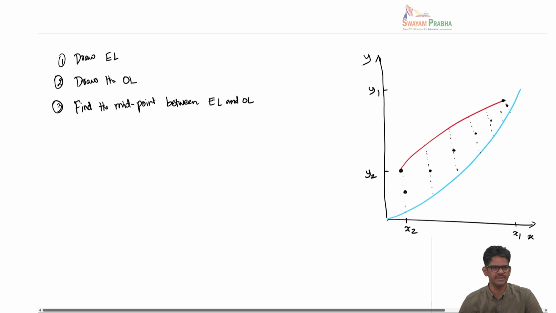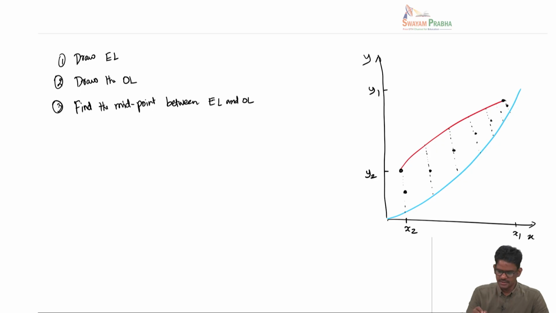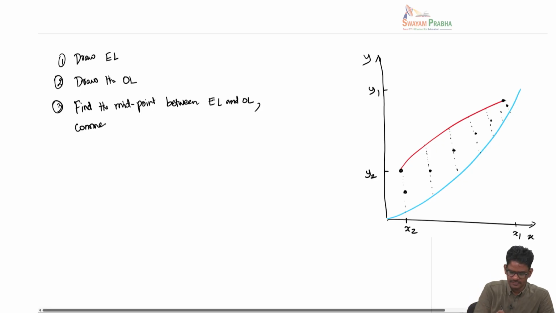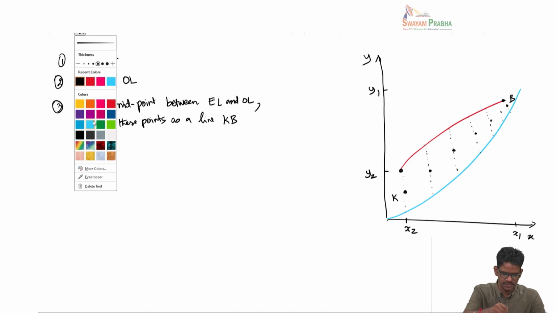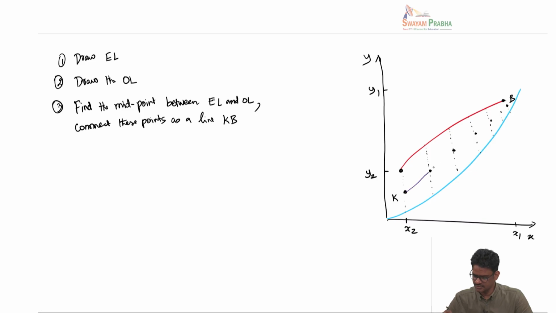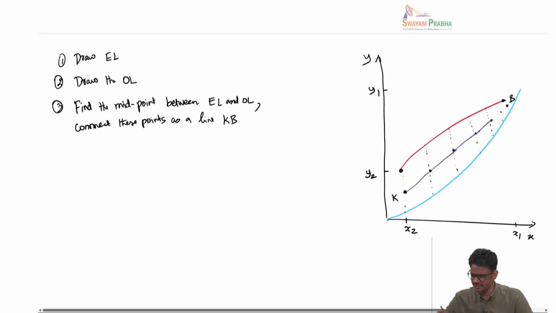So these are all the midpoints between the operating line and the equilibrium line, and I connect these points as a line, which I will call KB. This is K and this is B, and I draw this line. It can be curved. It's not a straight line, it's just a line. So you see, this is a curve. Yes, it's a curve. It need not be a straight line.